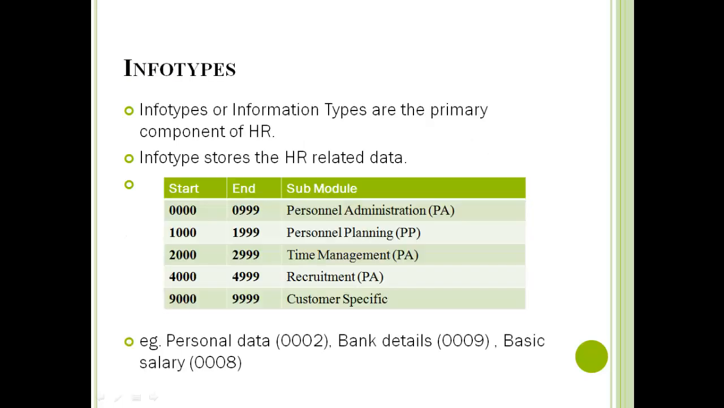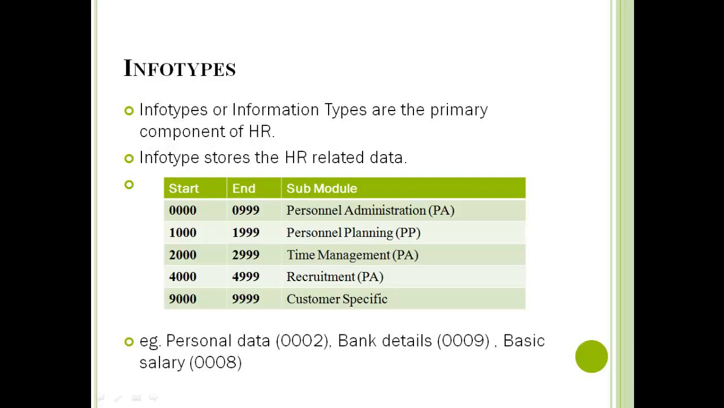Next, let us look at what an info type is. Info types, or information types, are always an integral component of a discussion in SAP HR or SAP HCM. In general, info types are structures to store HR related data. For example, the address of an employee is stored in info type 0006.